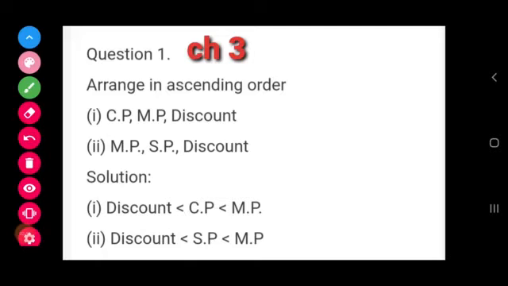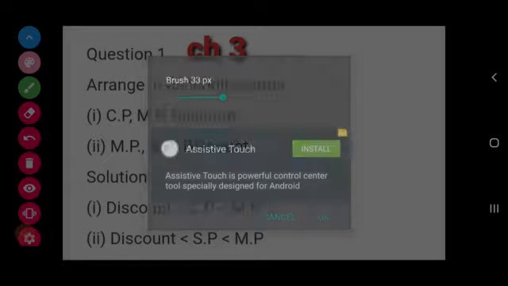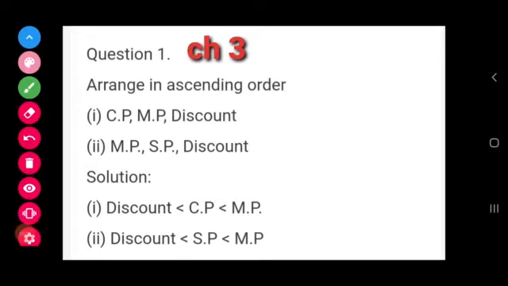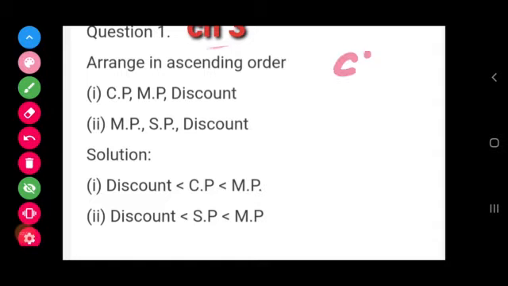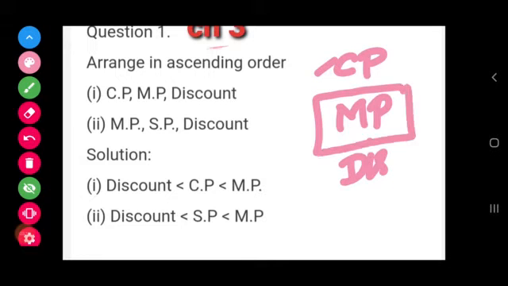So, I will explain. See, when the article is bought from the seller, that price is the CP. Then they will mark a price higher than CP in order to get profit. Then from this MP, they will give some discount. So, compared to CP, our market price is high. So, in ascending order, market price will be the final one.